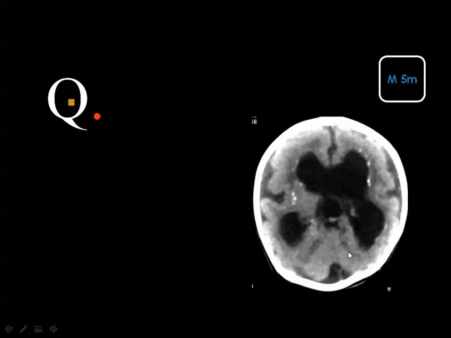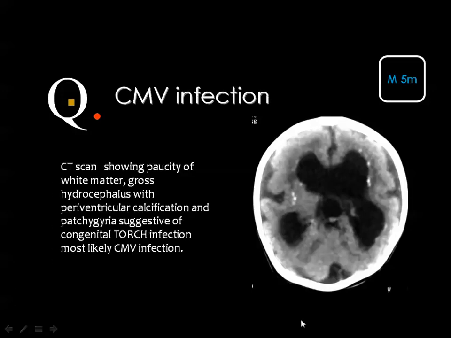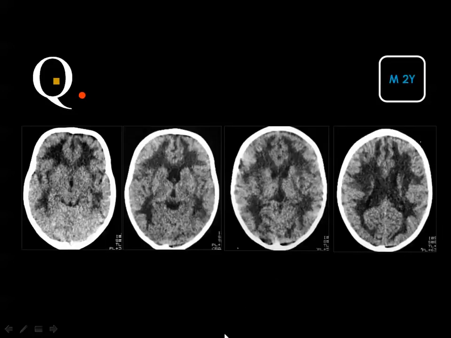Axial non-contrast CT head scan showing, yes, periventricular calcification and atrophic changes in a male 5 months old, congenital infection. And if you see that the calcium is intimately related to the wall of the ventricle, you may put the possibility of cytomegalovirus infection.